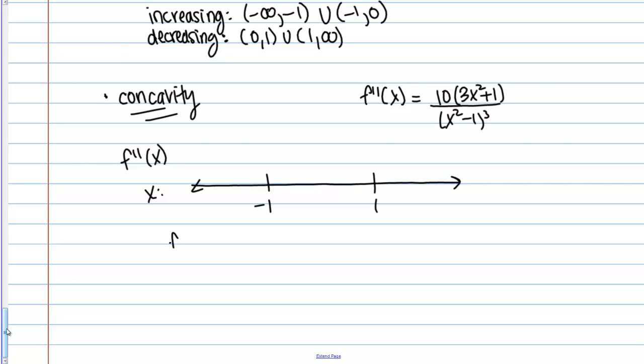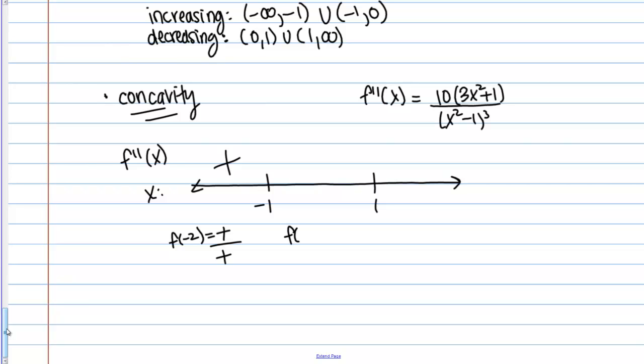Okay, let's do some test points. I'll pick -2. Here I might have to do a little bit more work. On the top, that's going to be 10 times, and -2 squared gives me +4, so that's definitely positive on the top. What about the bottom? Well, -2 squared is 4, minus 1 is 3. 3 cubed is positive. So positive over positive gives me a positive.